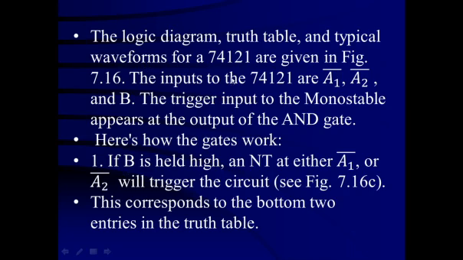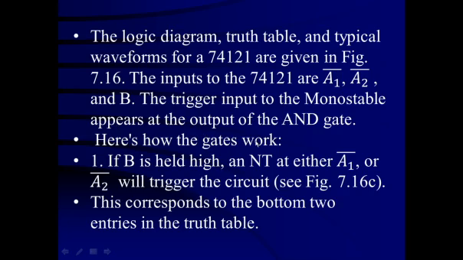The logic diagram, truth table, and typical waveform for a 74121 are given in figure 7.16. The inputs to the 74121 are A1 bar, A2 bar, and B. So there are three inputs: A1 bar, A2 bar, and B. These inputs decide where you give the clock pulse, so that it can be positive triggered or negative triggered. That way more inputs are created to get the options for positive triggering as well as negative triggering. The trigger input to the monostable appears at the output of the AND gate.